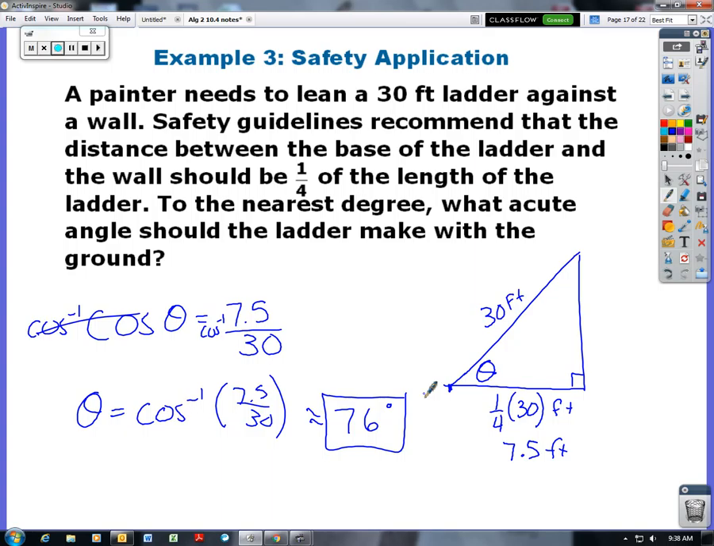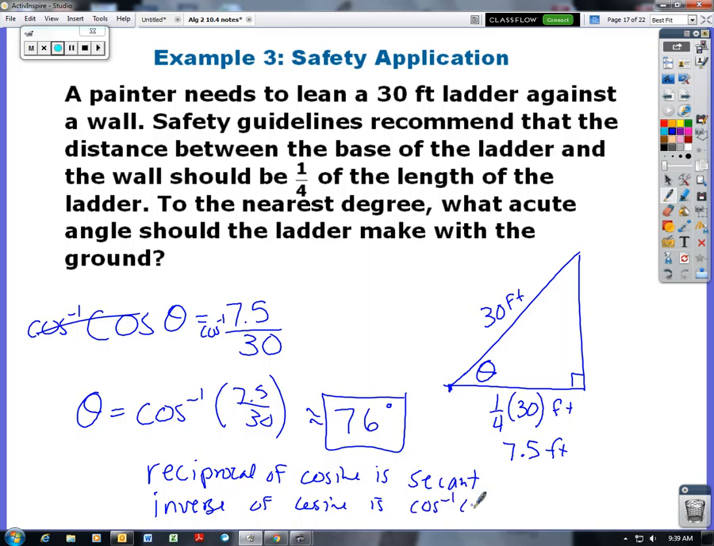The other thing I was going to say is the difference between inverse and reciprocal. Inverse is the angle whose cosine is whatever, whereas the reciprocal of cosine is secant. And the inverse of cosine is arc cosine. So just keep in mind those two words mean different things, so you have to use them correctly.